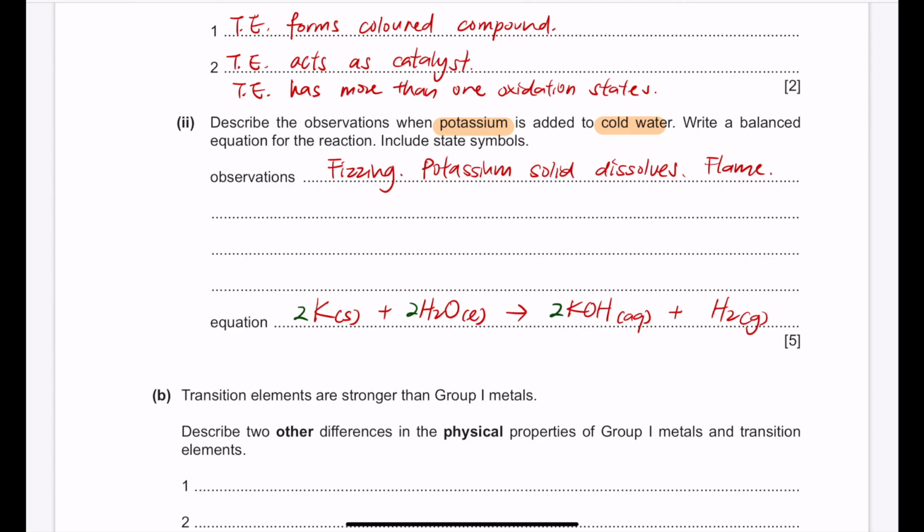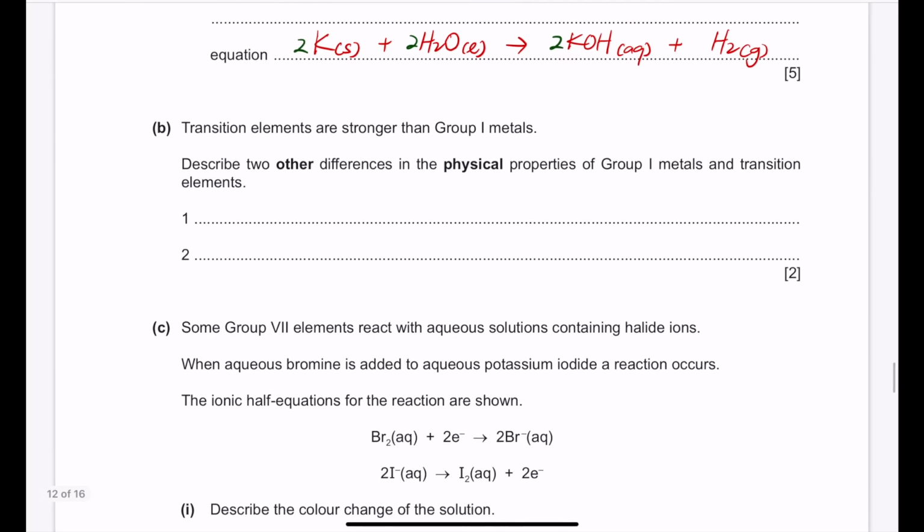Okay. And then, next one, I say differences in terms of physical properties between group 1 and transition elements. See, other than transition elements being stronger, what else? Transition elements have higher density. Transition elements have higher melting and boiling points.